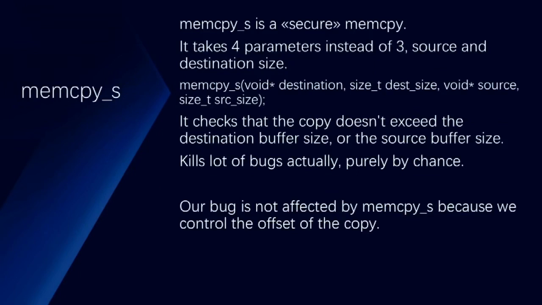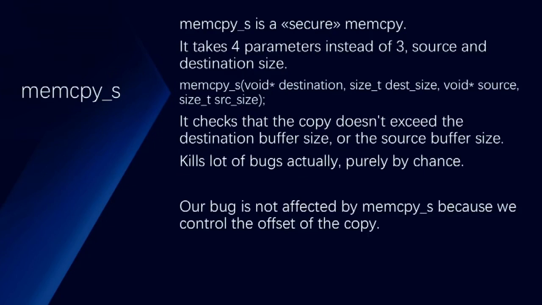Memcpy_s is a more secure version of the memory copy. Instead of taking 3 parameters, which are destination, source, and size, it takes 4: destination, destination size, source, and source size. In this way, it can check if the copy goes out of bound write or out of bound read in terms of length. So they can do this kind of check.